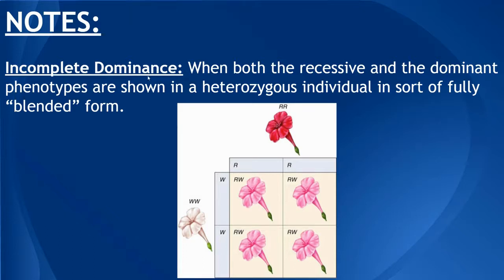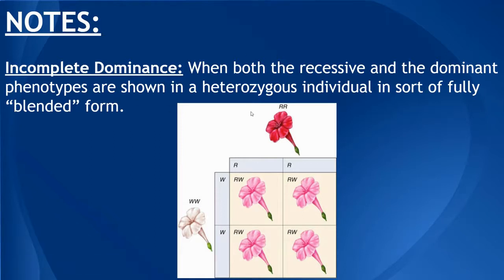Incomplete dominance is when both the recessive, so in this case the white one, and the dominant, in this case the red one, phenotypes, which is how it looks, so white, red, are shown in a heterozygous individual. See how hetero means different, and these are all different types of letters, in a fully blended form.